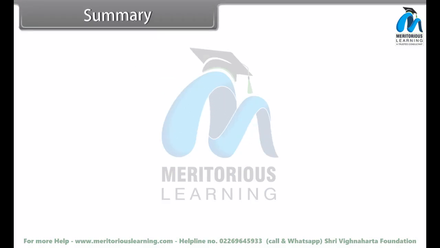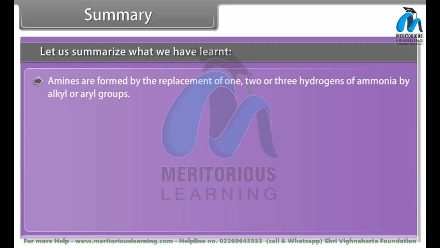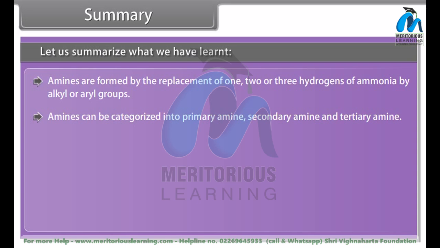Summary. Let us summarize what we have learned. Amines are formed by the replacement of 1, 2, or 3 hydrogens of ammonia by alkyl or aryl groups. Amines can be categorized into primary amines, secondary amines and tertiary amines.